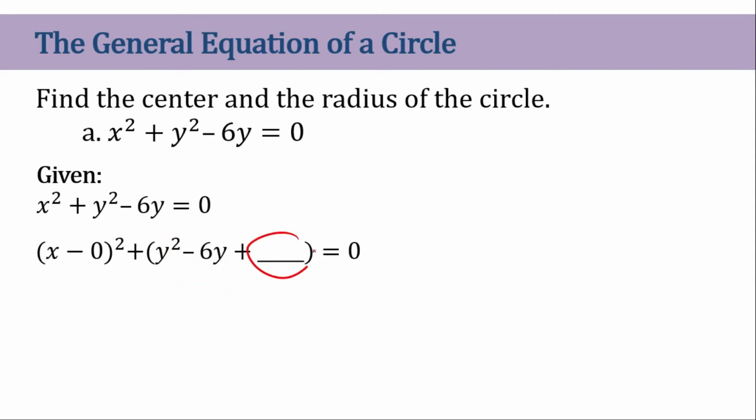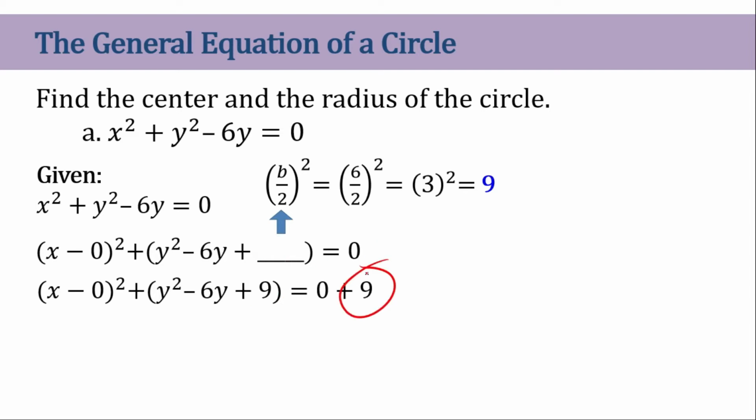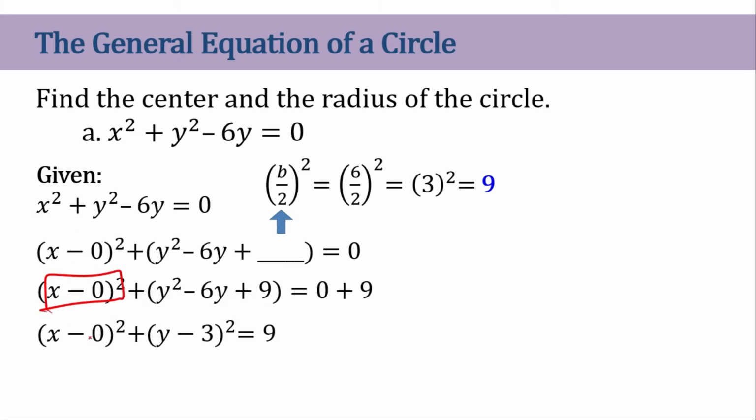We tackled in the previous video how to get the perfect square here, and that is by dividing 6 by 2, that is 3, and squaring it, so that is 9. So if you add 9 here, you should add 9 on the other side of the equation as well, giving us this equation. Now, I already transformed this into this form, and this one I already transformed into squared binomial form.